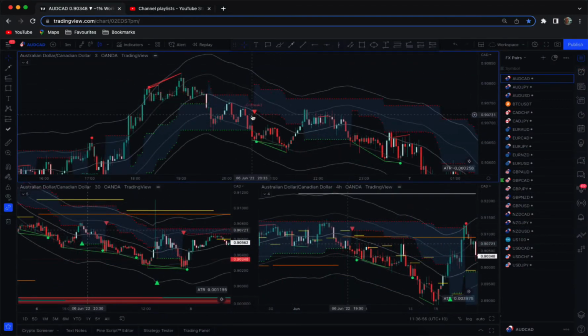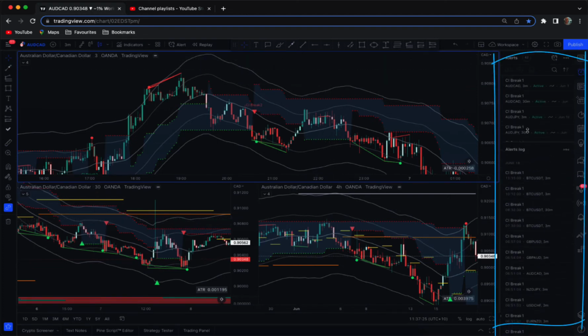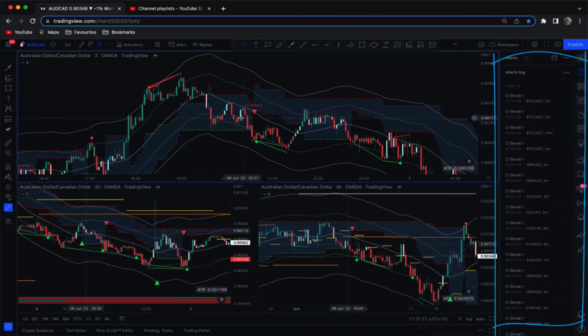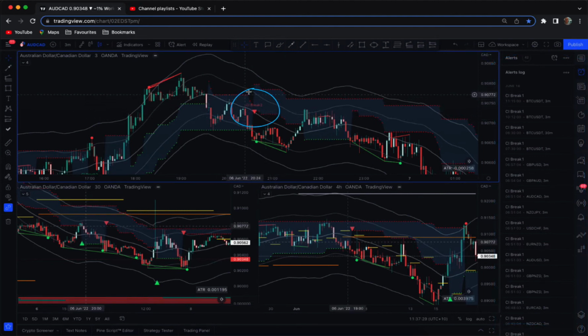What I want to do is explain the best scenario for a highest probability trade outcome. Now, I've made some adjustments to the indicators, and I'll show you the settings in a little while. But here's the thing: when the breakout occurs on the 3-minute chart, it'll fire over here in the alerts log, and you'll be able to click it, come into the chart, and you'll see the signal.